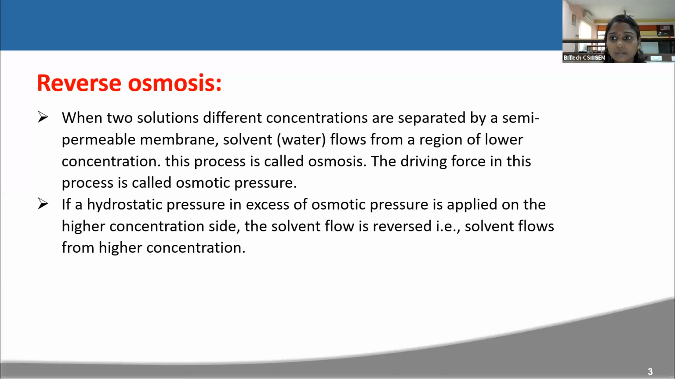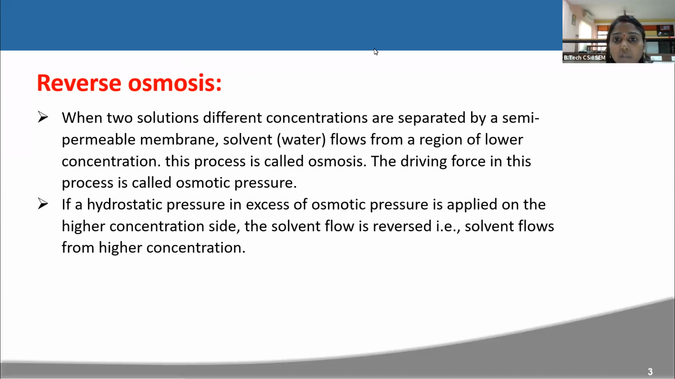What we discussed in previous class? Ma'am, about osmosis. About breakpoint chlorination, internal treatment of boiler feed water. Osmosis, ma'am. Yes, already I shared on screen only.